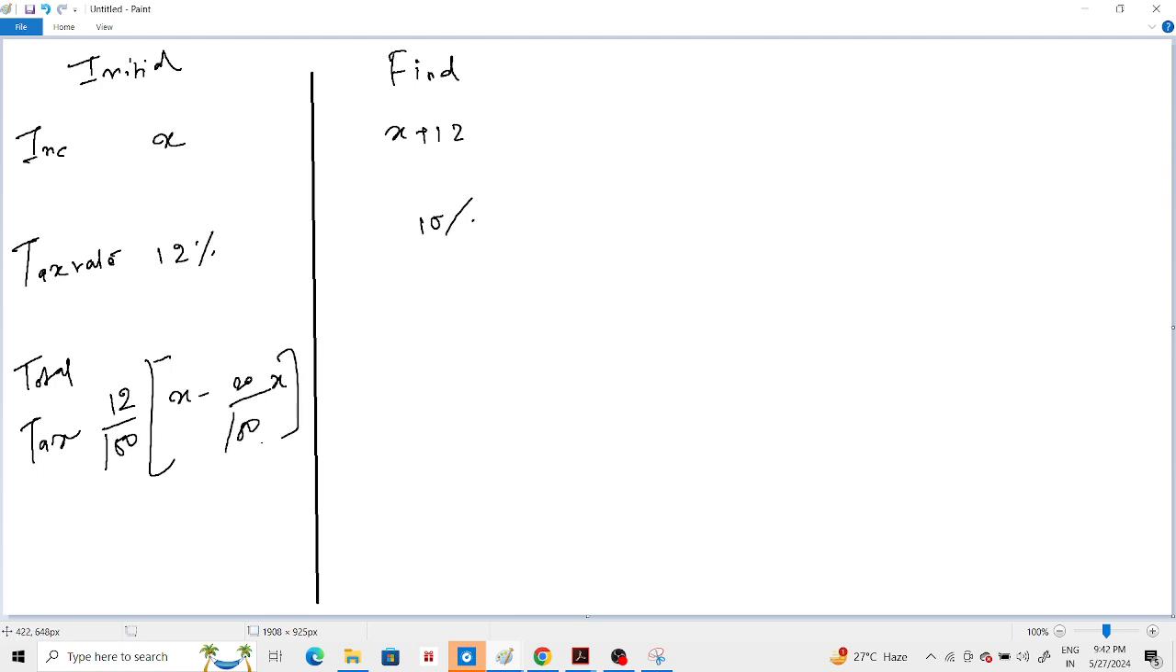Do you know about tax rates in India? Up to 5 lakh you have tax exemption. So that means if your income is within 5 lakh per annum, you don't have to pay any taxes. You pay taxes above 5 lakh. Okay, so out of his x rupees of income, 20% is non-taxable, only 12% is taxable. So 12% of x minus 20% of x.